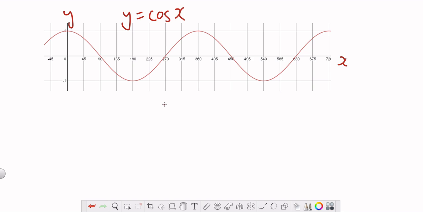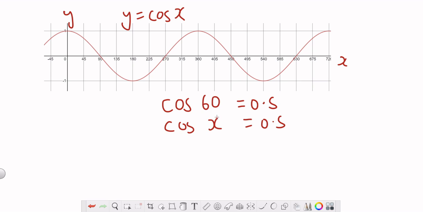Now, let's suppose this is given to us in the exam. Let's suppose they tell us that cos of 60 is 0.5. You can check on the calculator if you want, but it's just given to you. Cos of 60 is 0.5. Let's suppose that's given to you in the exam. We want to know other values of x that will be 0.5. So how do we do that?